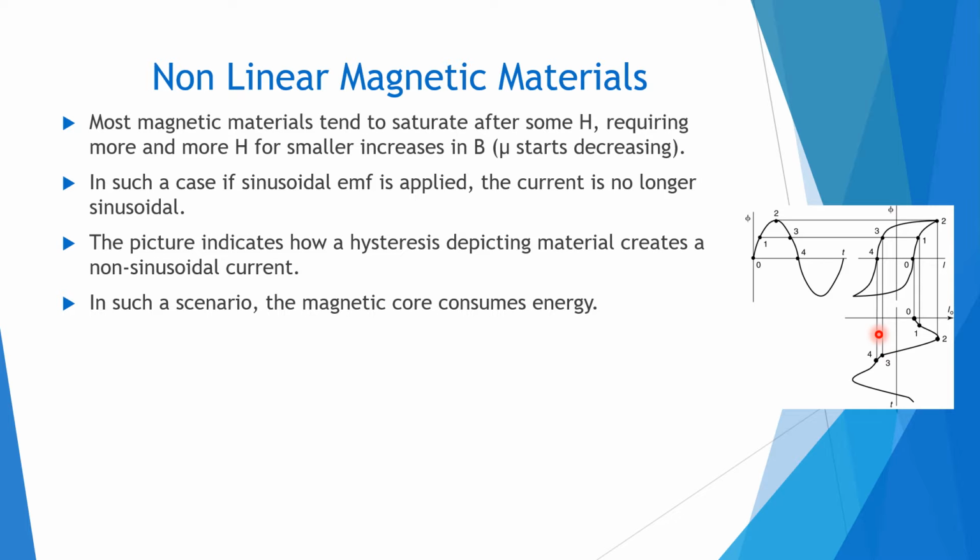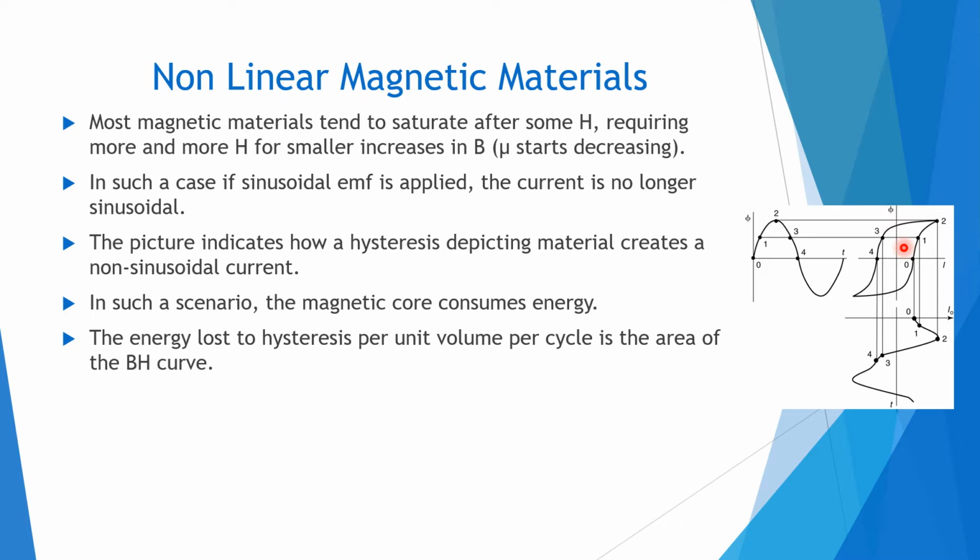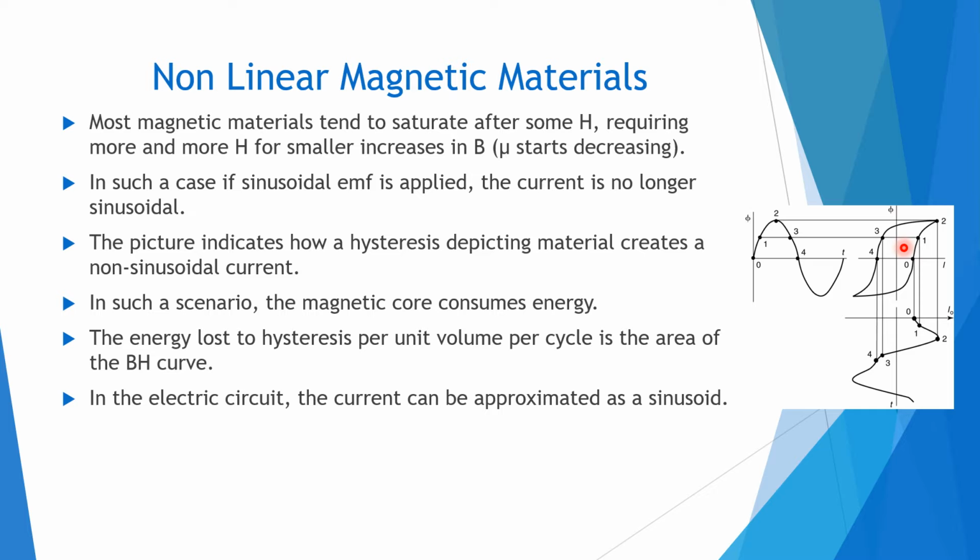Now in such a scenario, you can see that there is some area of the BH curve, right? And so it will start consuming energy to let the flux pass through it. The energy lost to hysteresis per unit volume per cycle is equivalent to the area of the BH curve. And from the electric circuit point of view, you will see some weirdly behaving current. You can approximate it to a sinusoid.